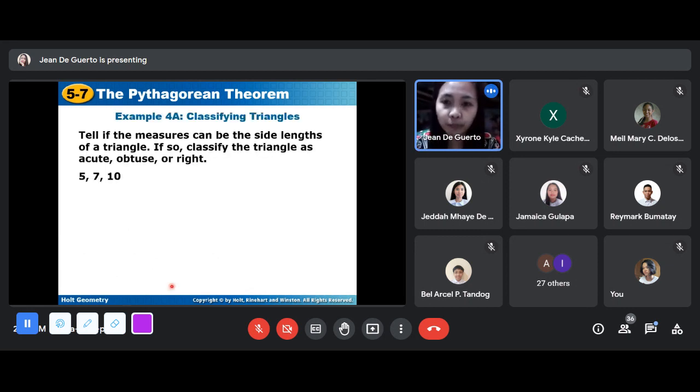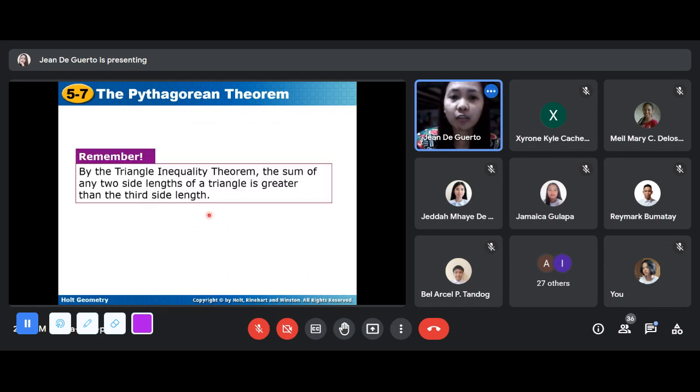Okay, so for example, ayan. Tell if the measures can be the side lengths of a triangle. So if so, classify the triangle as acute, obtuse, or right. So for example, ito, 5, 7, and 10. So these given measurements, are they possible sides of a triangle? So dito papasok yung triangle inequality theorem. Itong theorem na to. Yung triangle inequality theorem.